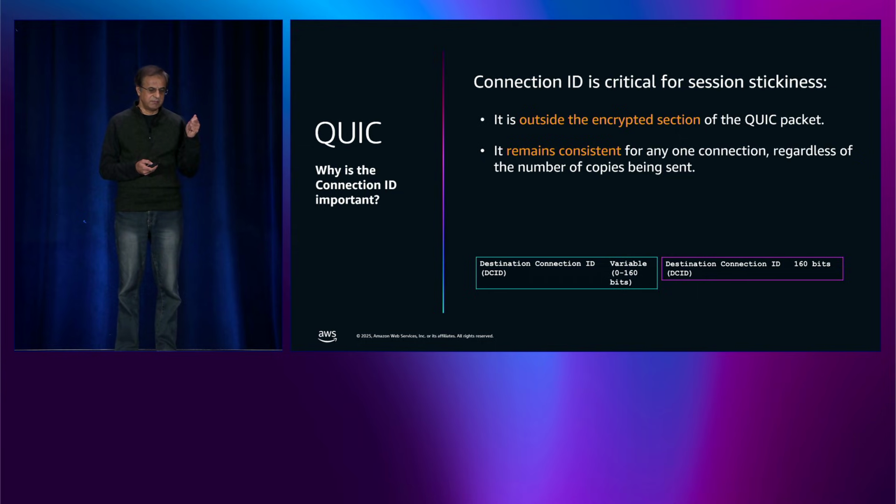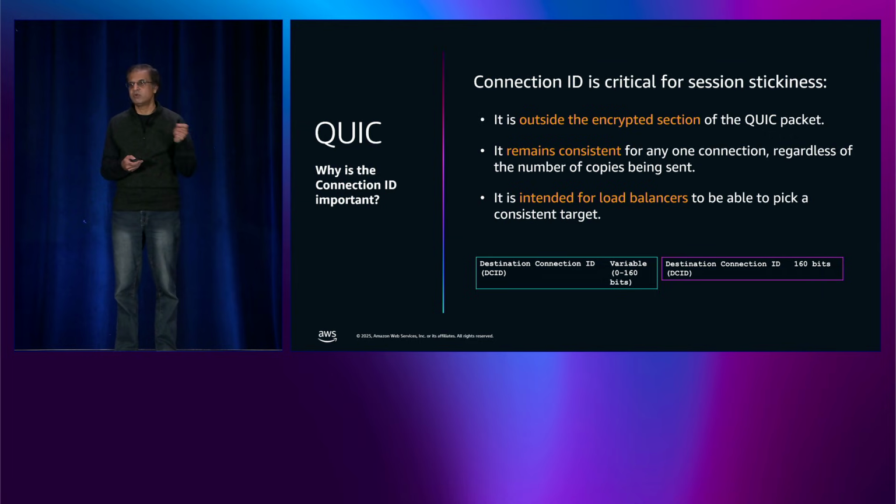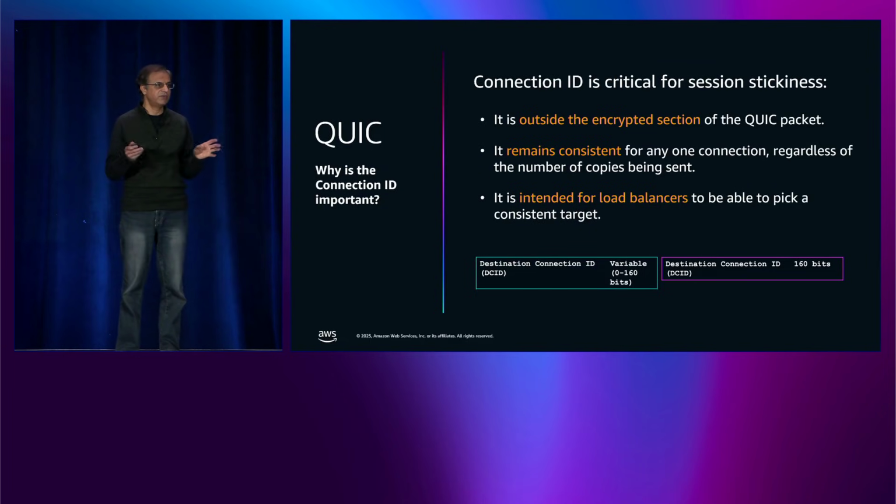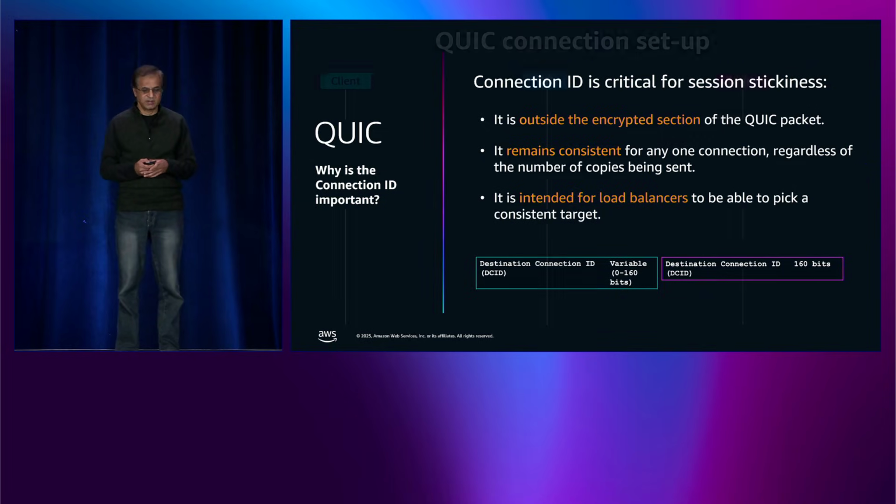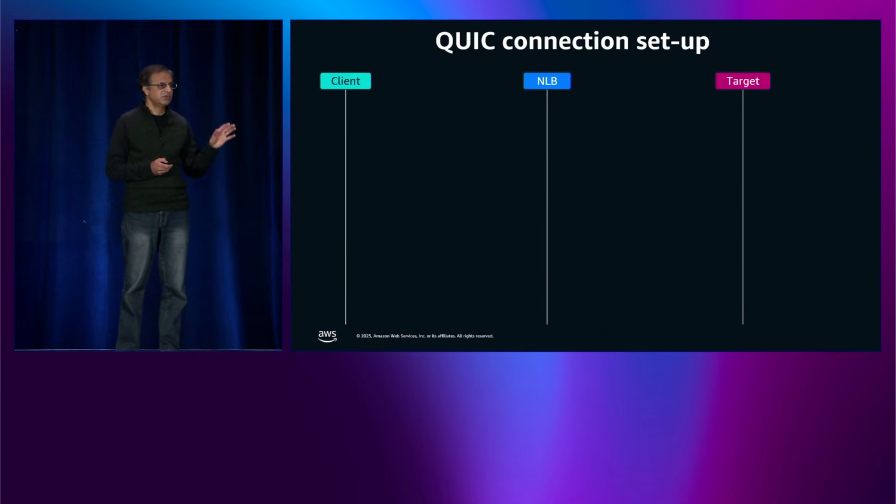It remains constant even when the source IP and destination IP, or source IP port, changes. It remains consistent. And this field is used by load balancers to maintain connection stickiness. So that was the intent of writing this protocol. So now, having learned why this connection ID is important, let's look at how the connection establishment actually works in QUIC.